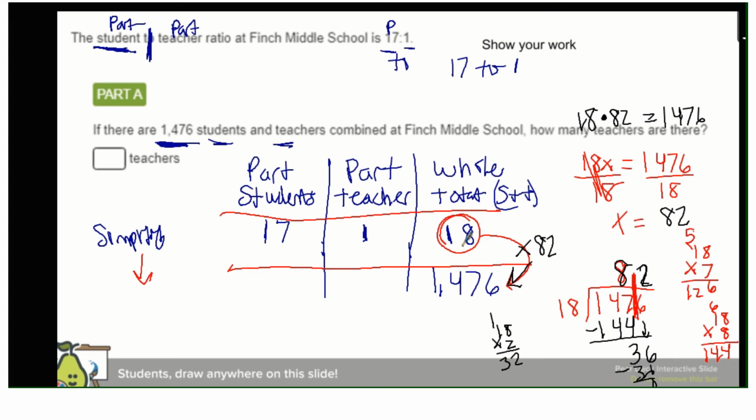So I need to multiply 18 times 82 to get my increased ratio. So since I multiplied the simple ratio by 82 to get to my increased ratio, I need to do the same thing here to the teacher. So 1 times 82 is going to give me the number of teachers, which is 82. And to get the number of students, I will multiply by 82 as well. And because I know the number of teachers, I can subtract and get this value, or I can multiply 17 times 82. But the question only asks for the number of teachers. So the number of teachers when the students and teachers total 1,476 is going to be 82. So that's the final answer right here.